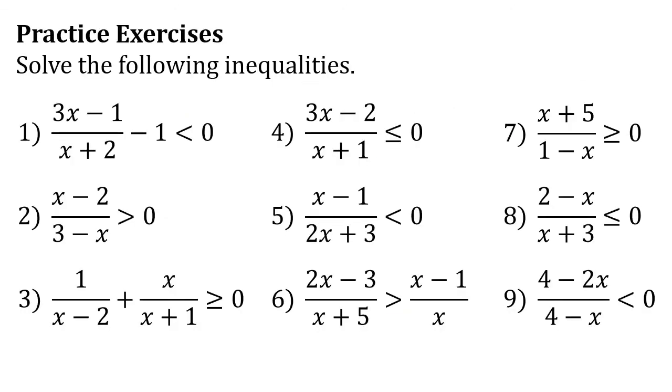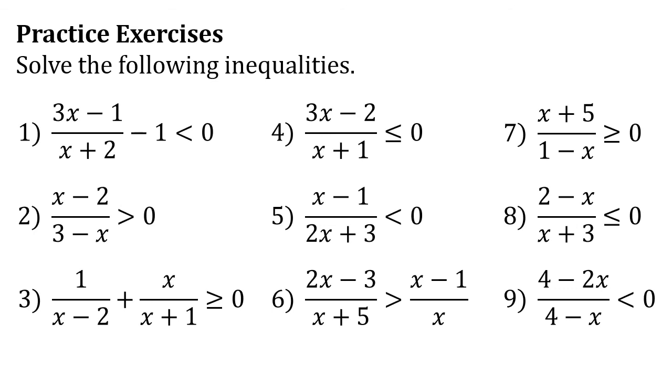So for practice exercises, solve for the following inequalities. For number 1, 3x minus 1 all over x plus 2 minus 1 less than 0. So you're going to combine these two terms first so that you're going to have a single rational expression less than 0. Then number 2, you can proceed to the number line right away, but take note of the denominator, 3 minus x, so our x is negative.